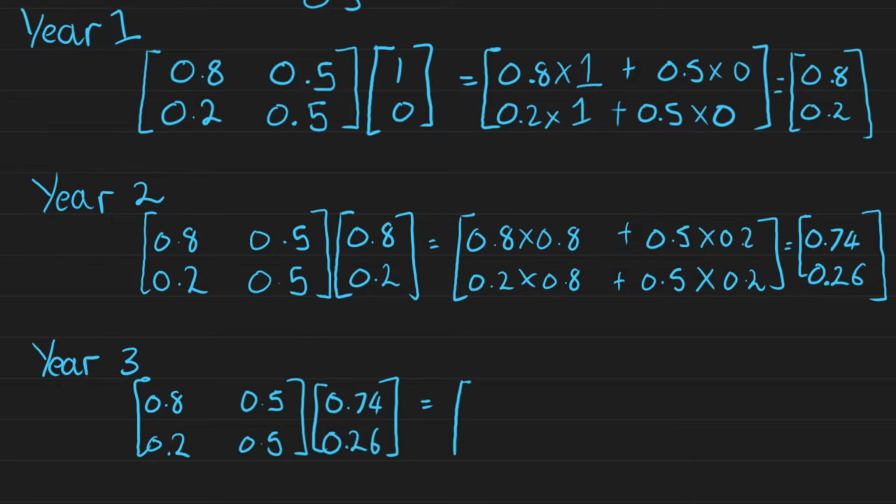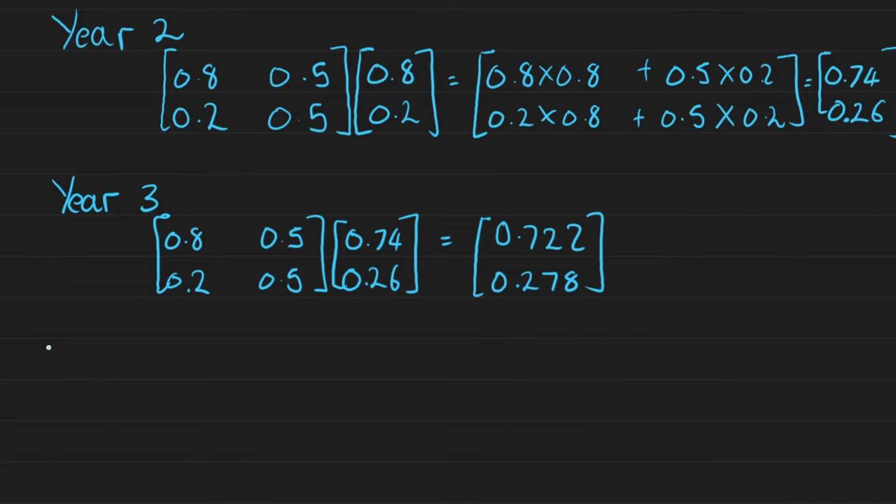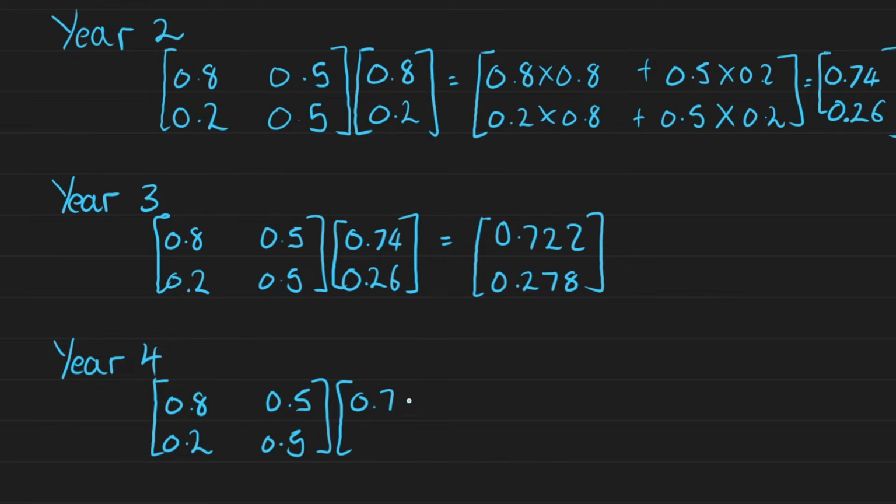0.722 and 0.278. And then one more time, we do it for year 4. We have the same matrix, 0.8, 0.2, 0.5, 0.5. And now at the start of year 4, we have 0.722 and 0.278. And that gives us 0.717 and 0.283.